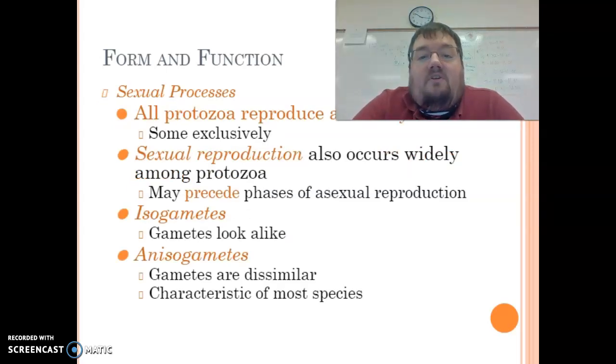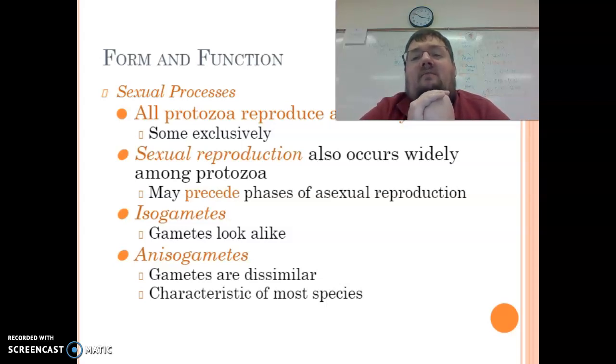Besides asexual, protozoa do reproduce sexually. Now it says that all protozoa reproduce asexually. There's some that exclusively reproduce asexually, or that's the only way they reproduce. All of them are able to reproduce asexually, but sexual reproduction also occurs widely among protozoa. Sexual reproduction is usually, well, it's not usually, it is better than asexual reproduction if it's possible. Asexual is nice because you could do it by yourself, but sexual reproduction occurs as well. And the reason that they do that is because you want to switch up your DNA and create more diversity so that your species has a better chance of surviving.